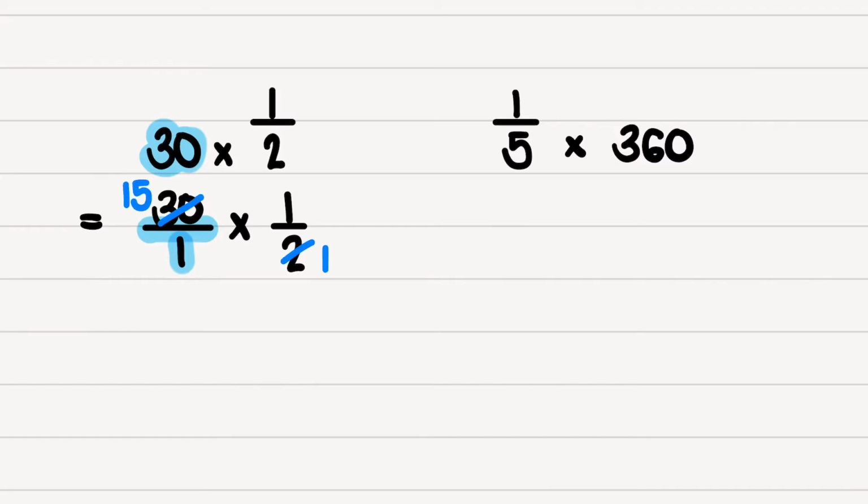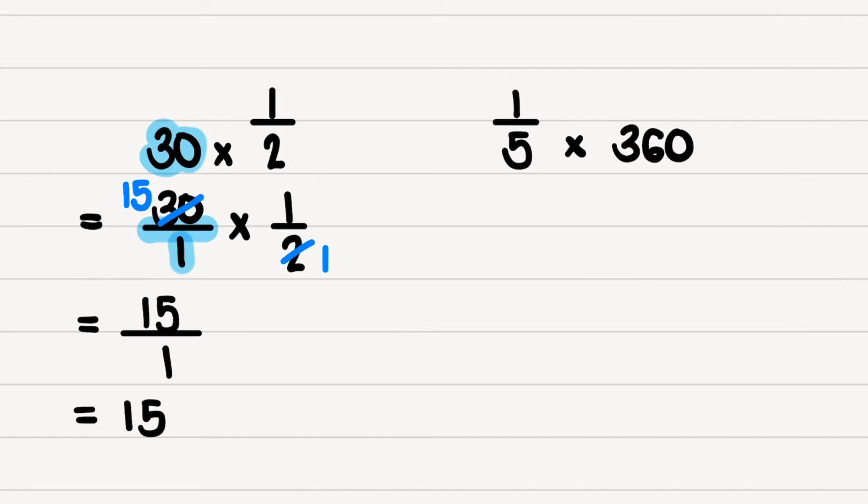So now I would multiply the 15 with the 1 and the 1 with the 1. 15 times 1 is 15 over 1 times 1 is 1. But I don't have to write it as 15 over 1. I could just write it as 15 because every number actually has a denominator of 1.